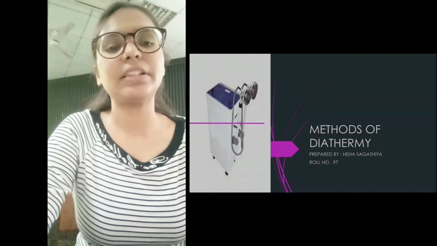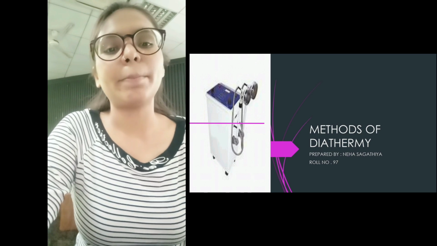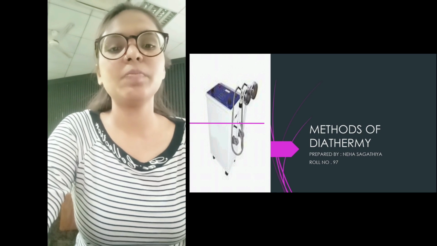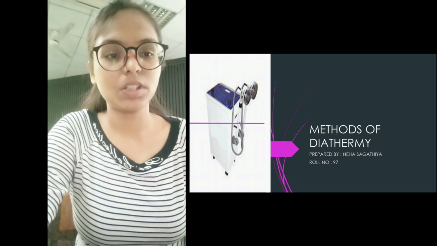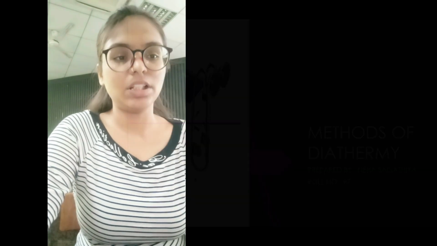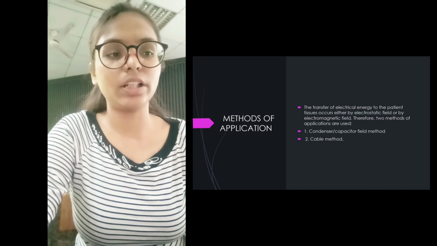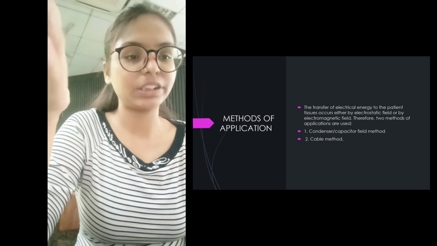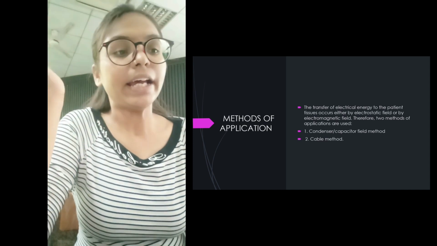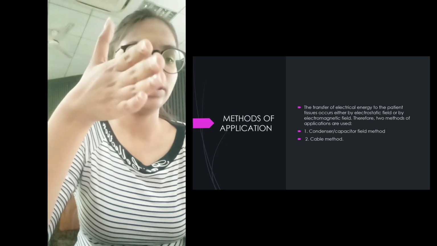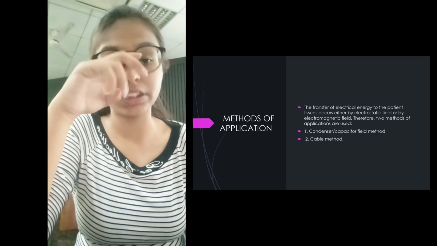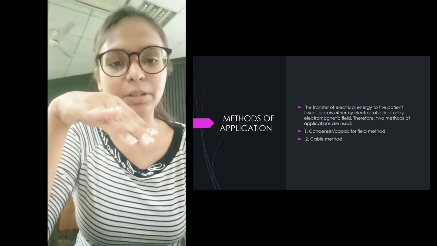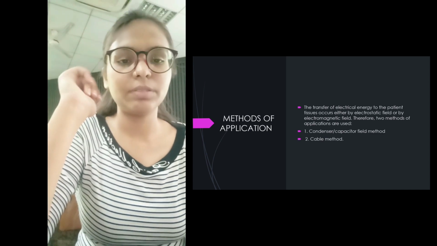Today I am going to present about the methods of application of diathermy in electrotherapy. Methods of application. The transfer of electrical energy to patient tissue occurs either by electrostatic field or by electromagnetic field. Therefore, two methods of application are used. First is the condenser method or capacitor method, and second is the cable method.